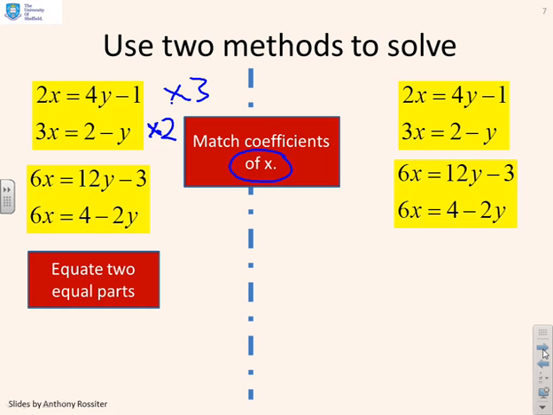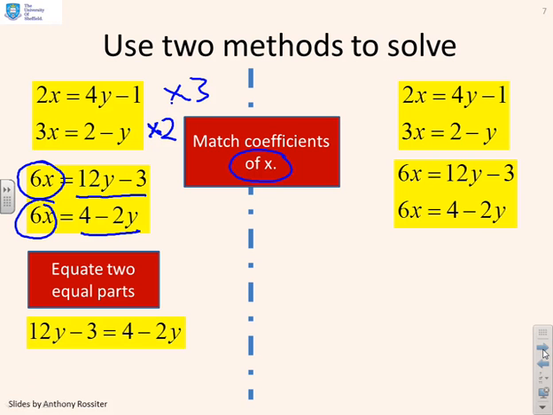Right, next, for the original method, we said if the left-hand side is the same, which you can see it is here, then I can equate the other sides. So I can equate the 12y minus 3 and the 4 minus 2y. So we'll do that. There you go. 12y minus 3 equals 4 minus 2y.